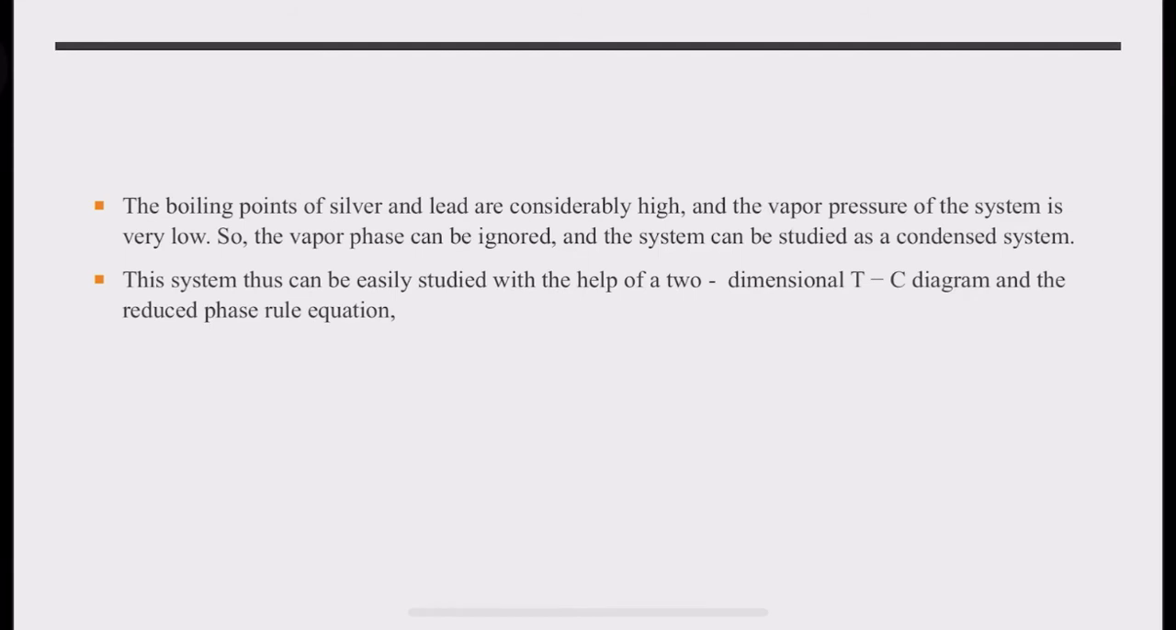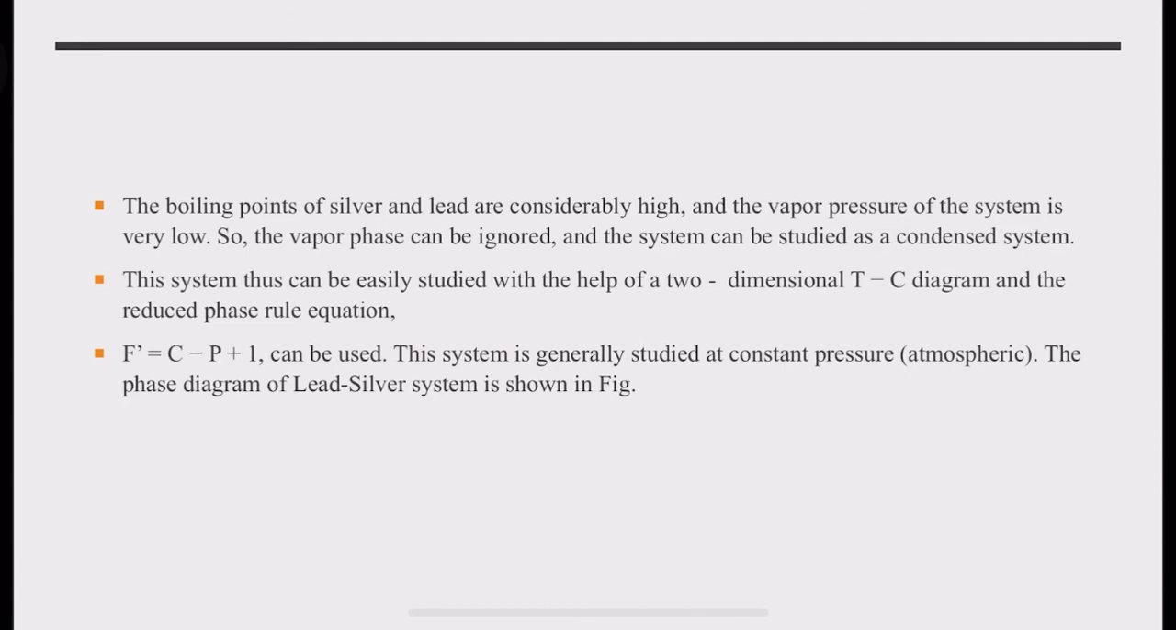This system can thus be easily studied with the help of a two-dimensional T and C diagram of the reduced phase rule equation. So F' = C - P + 1 can be used. This system is generally studied at constant pressure. As we discussed above, we can draw a diagram of temperature versus composition, so we take pressure as a constant. The phase diagram of the lead-silver system is shown in the following figure.